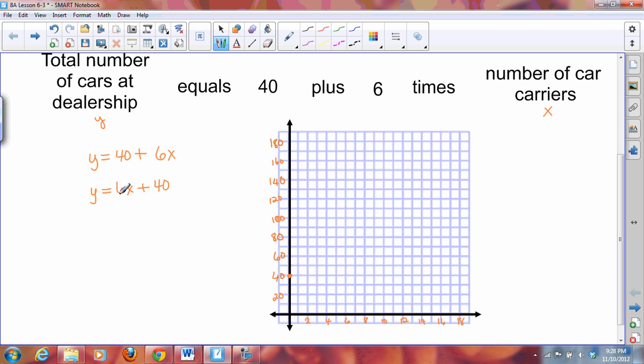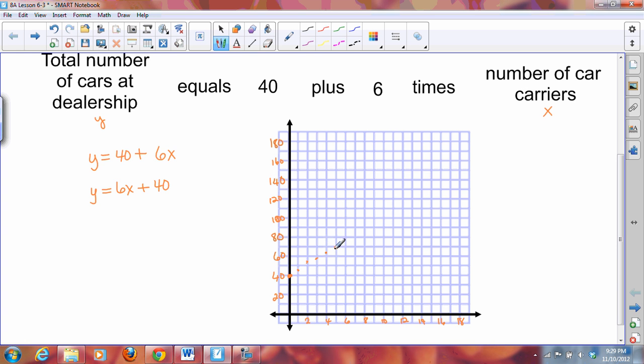My slope is 6, which is 6 over 1. So I go up 6 over 1. Okay? That's going to be right there, approximately. I go up 6 more, which gets me to 12 over 1. I go up 6 more, which gets me to 18 over 1. Up 6 more, which gets me to 24 over 1. Up 6 more, which gets me to 30 over 1.